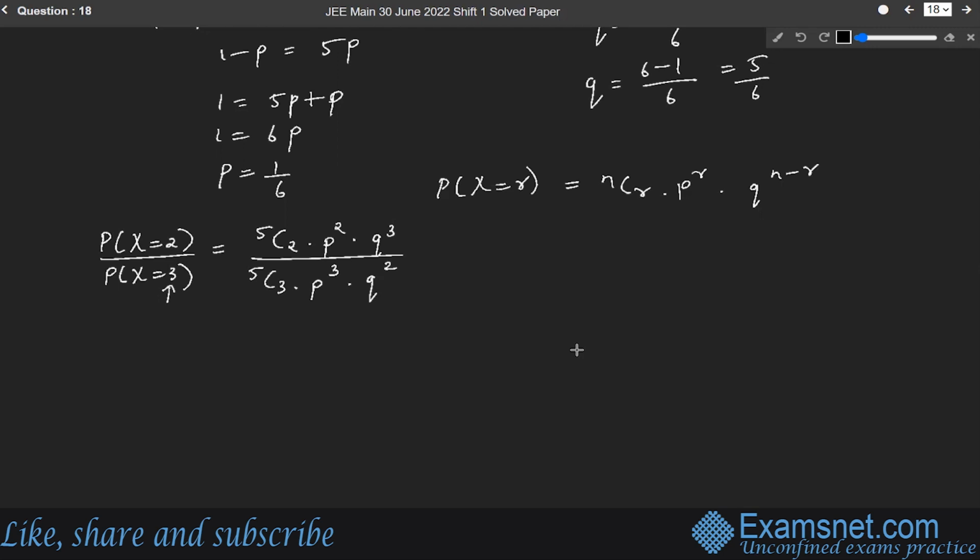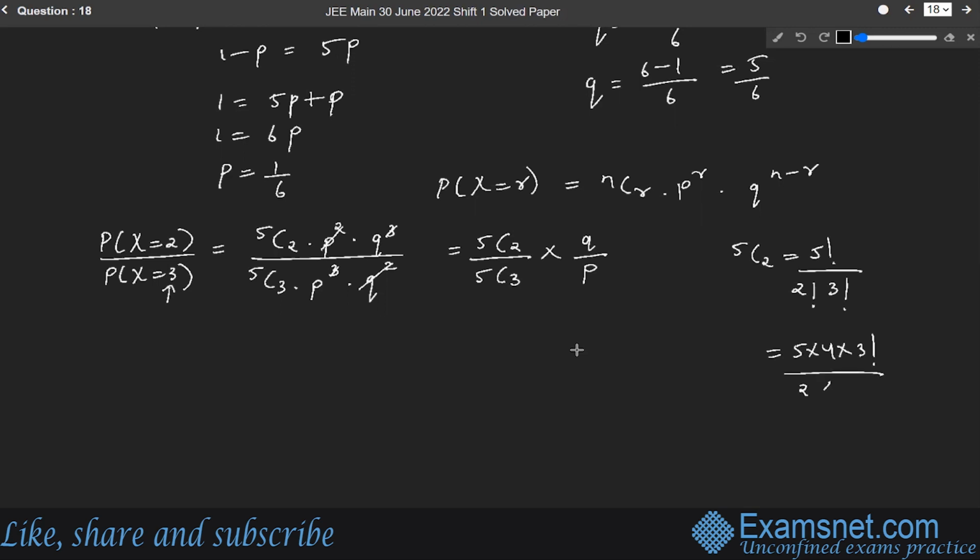All right. So here q square will be cancelled and here p square will be cancelled. So we have 5C2 upon 5C3 multiplied by q by p. Now what is 5C2 and 5C3? Let us calculate. 5C2 will be 5 factorial divided by 2 factorial into 5 minus 2 factorial, which is 3 factorial. So it will be 5 into 4 into 3 factorial divided by 2 factorial into 3 factorial. So 3 factorial and 3 factorial will be cancelled.